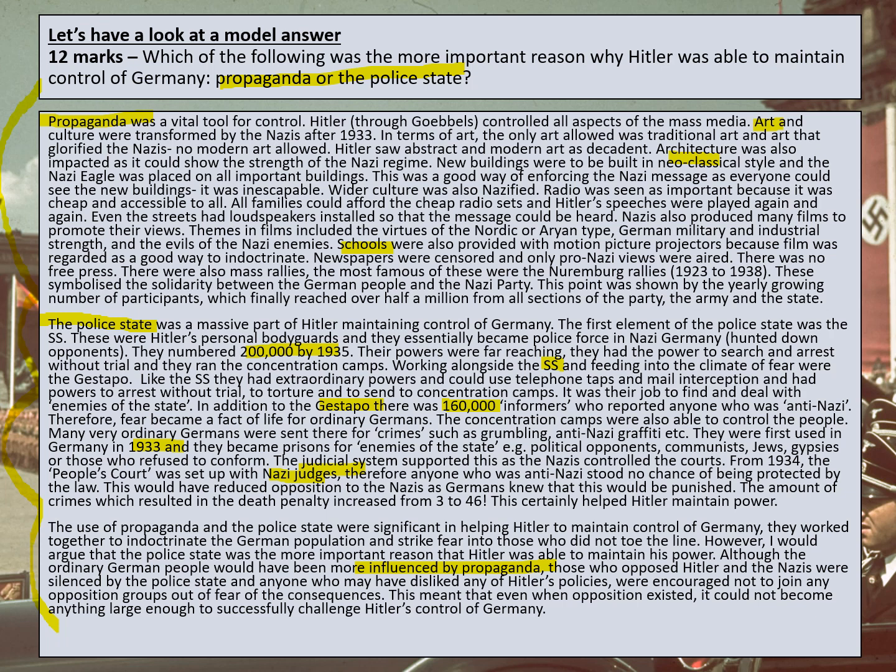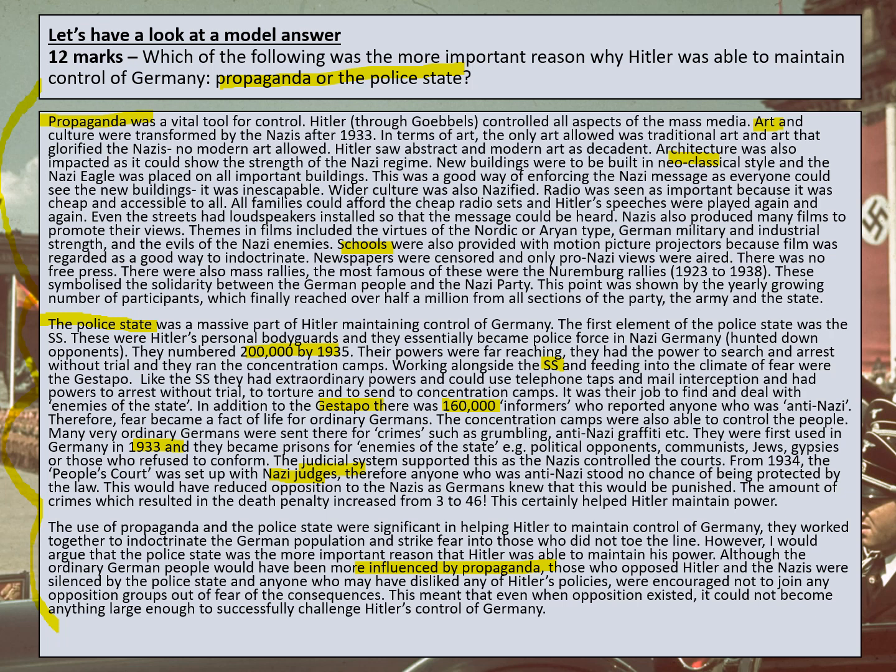Some people might believe that the police state was more important because you could say that it was almost impossible for people to challenge Hitler's power and to create really strong momentum for opposition in Germany. And that meant that he was able to maintain power because nobody could really overthrow him or get rid of him, as there wasn't really that opportunity with the police state in place. So that's an example of a 12 marker.